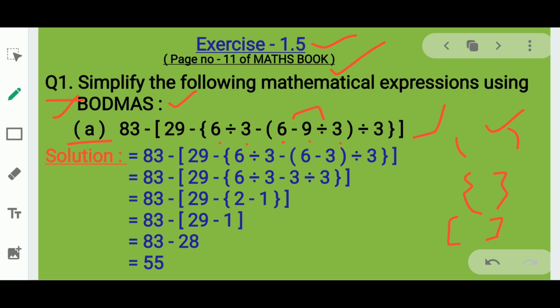Then what should we do? We have to follow the BODMAS rule within a bracket also.